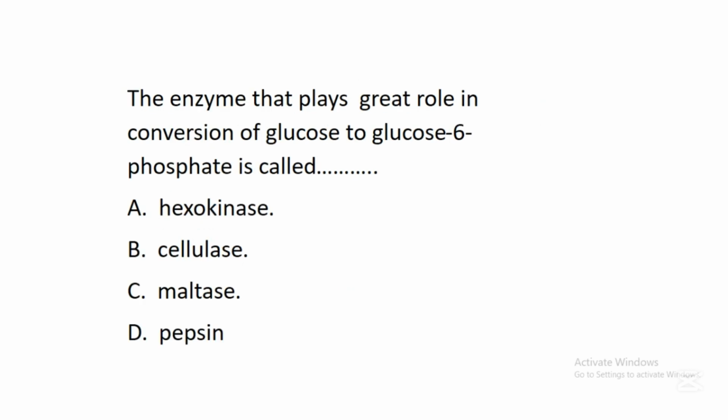The next question says, the enzyme that plays great role in conversion of glucose to glucose 6-phosphate is called dash. A. Hexokinase, B. Cellulase, C. Maltase, D. Pepsin. In this question, the correct answer is A, hexokinase. This hexokinase is an enzyme that helps in the first step of glycolysis, which is conversion of glucose to glucose 6-phosphate.